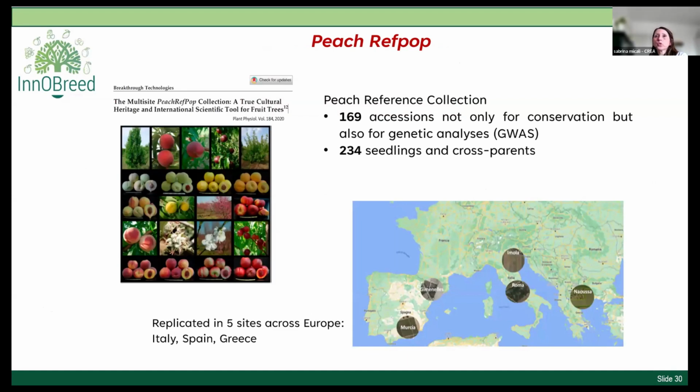To the accessions we also added 234 seedlings and cross parents, and these two types of materials made up the peach ref pop, that is a multi-site reference collection for peach, replicated in 5 sites across Europe. You see here 2 in Spain, 2 in Italy, 1 at CREA in Rome, and 1 in Aarhus.